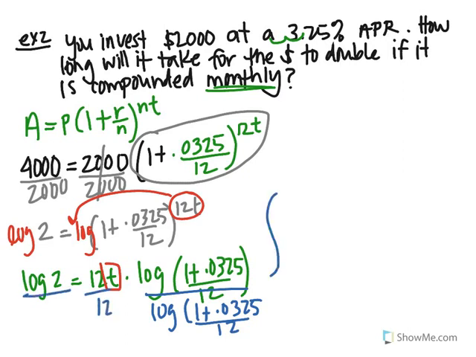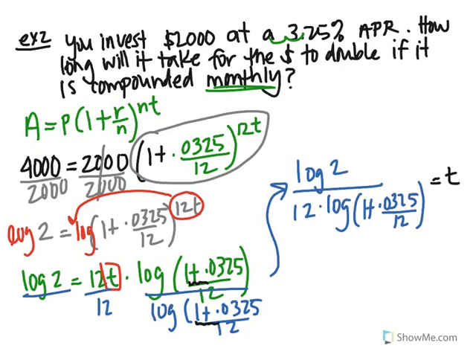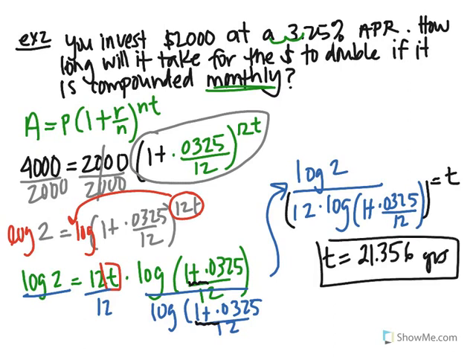So going over here, this is what you're going to have. So you're going to type in log of 2, all divided by 12 times the log of that whole thing, and that should give you the time. And once you do that, you'll get 21.356 years. So go ahead and try it, see if you can actually get that, and then you can see if you got it right.